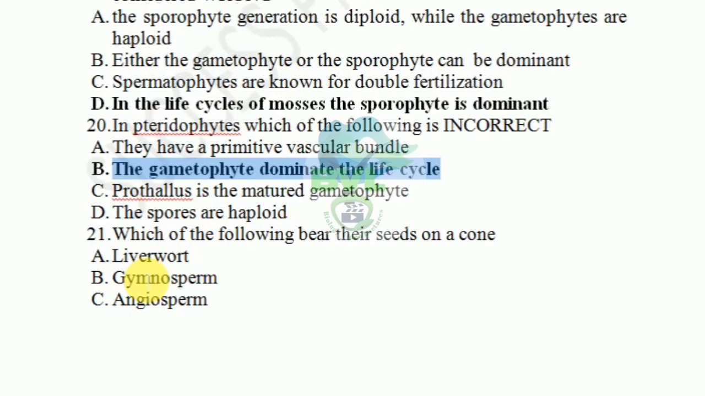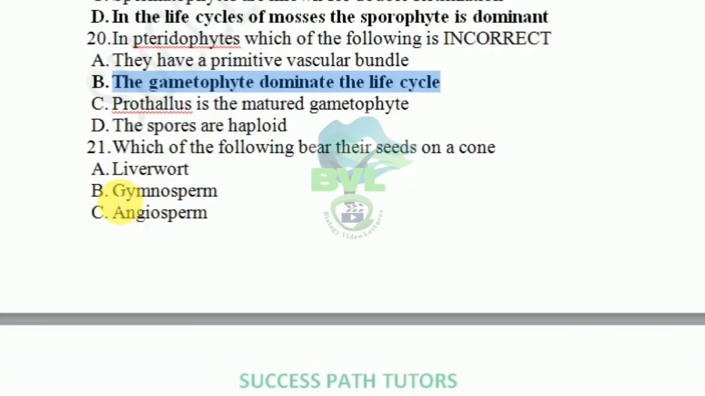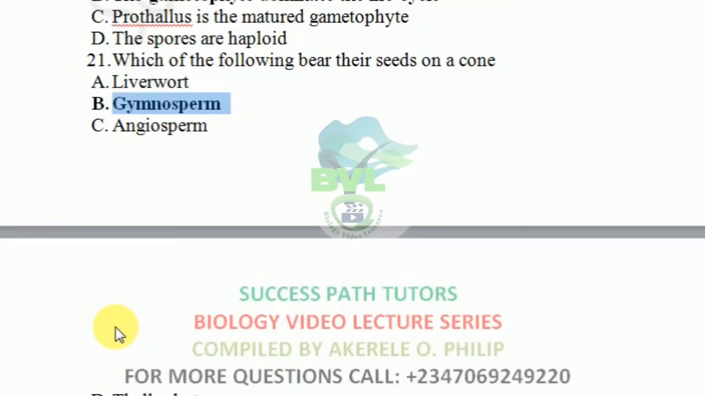Now, which of the following bears seed on a cone? That's your gymnosperm, the likes of ginkgos, conifers, cedars. Those are examples of gymnosperm, and they bear their seeds on cones. Their seed is not enclosed in an ovary. Alright.